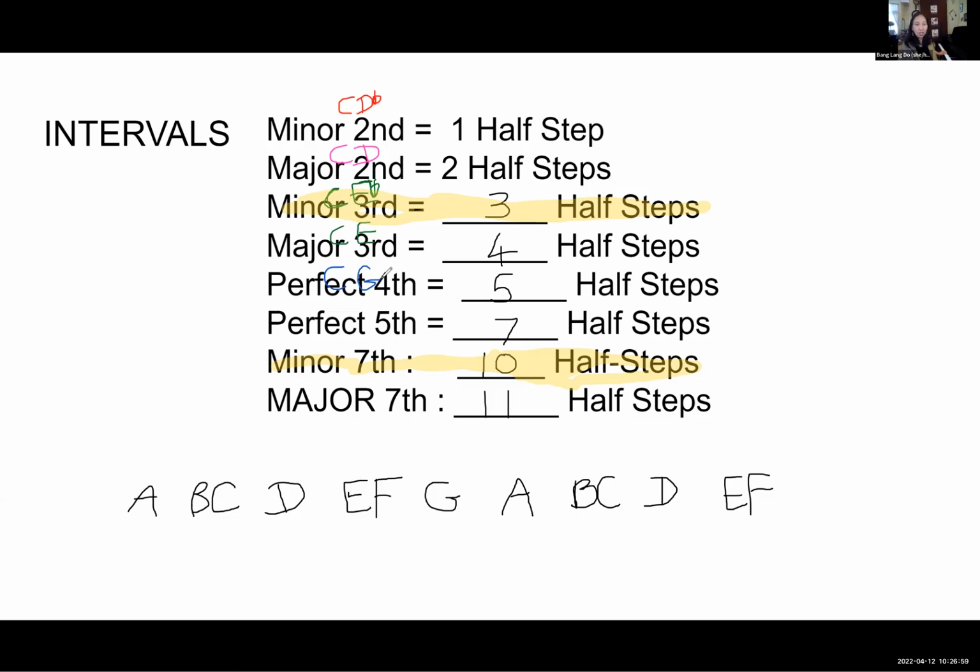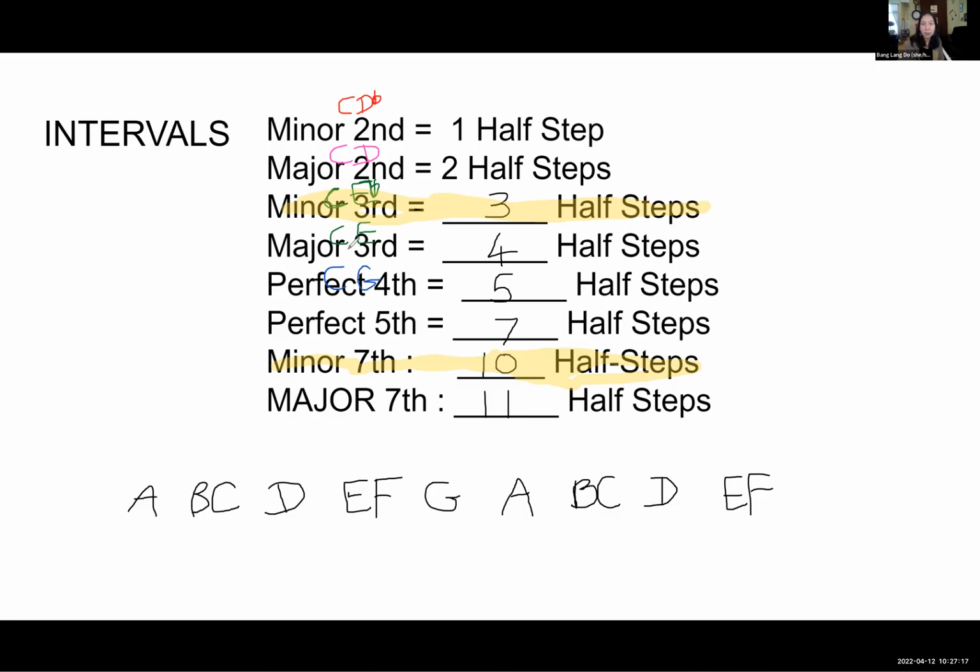C, G is perfect fifth. C, A will be major sixth. And C, B will be major seventh. You can also memorize it that way.